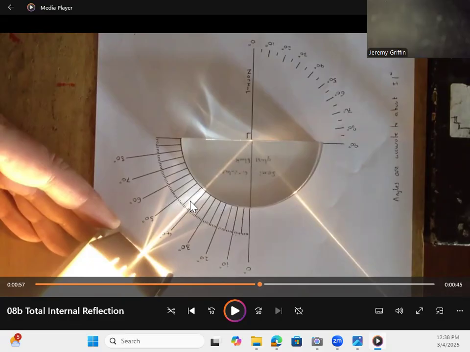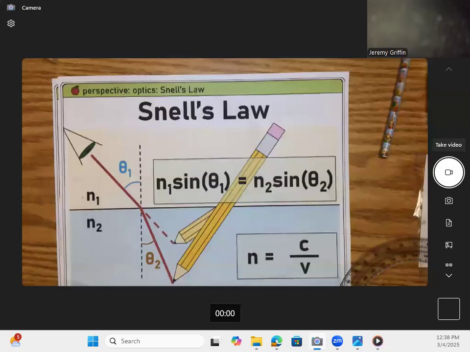Actually, there's two ways to get the critical angle when you guys do this lab today, which you guys are about to do. One way is to get it empirically, which is like this. You just change the angle of incidence until it goes from refraction to total internal reflection. Right? You can also calculate the critical angle using Snell's law.